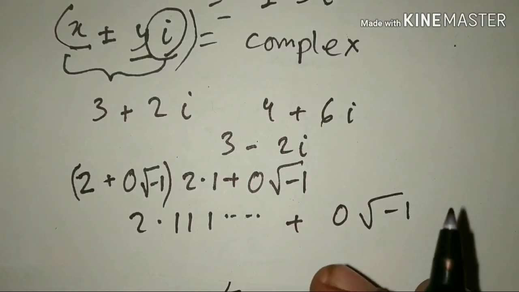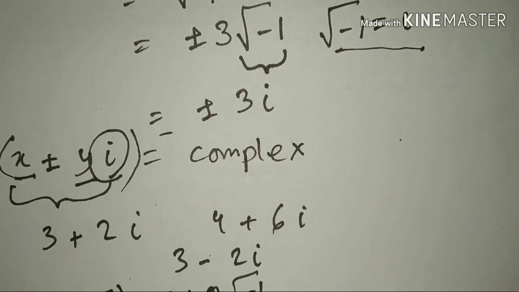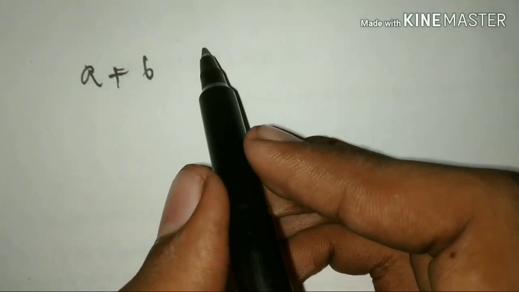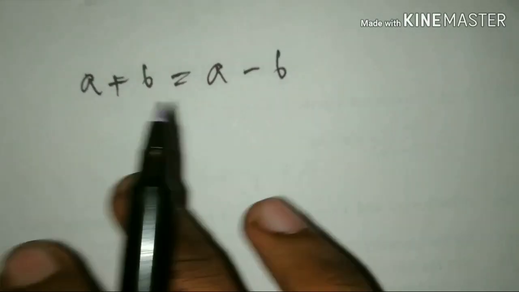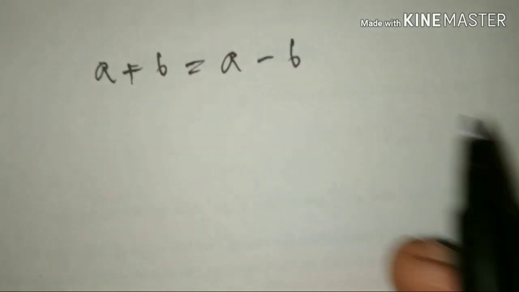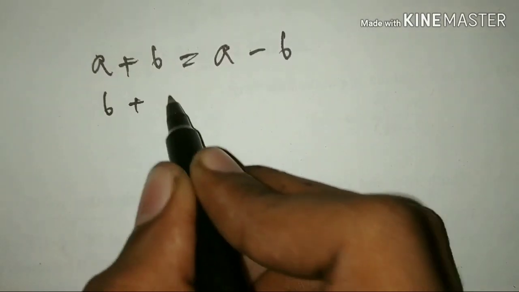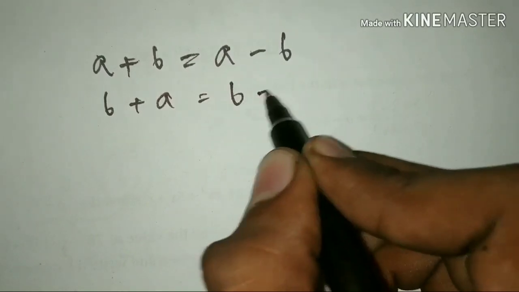Now we are going to learn about the conjugate. The next thing that we are going to learn is about the conjugate of a complex number. But before learning about the complex conjugate, we are going to learn about the conjugate of a real number. Say I have a plus b. A plus b is a real number. The conjugate of this number is actually a minus b. So the conjugate of a real number is this, you can understand. Similarly, if we have b plus a, we can write the conjugate as b minus a.